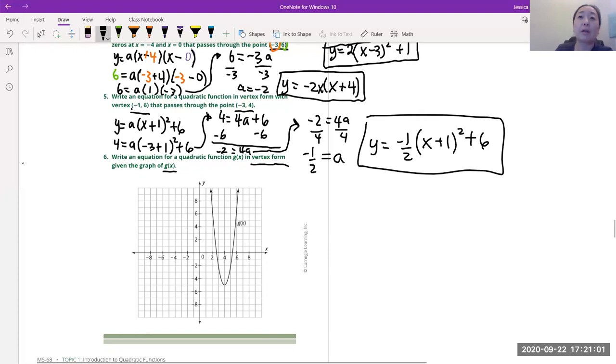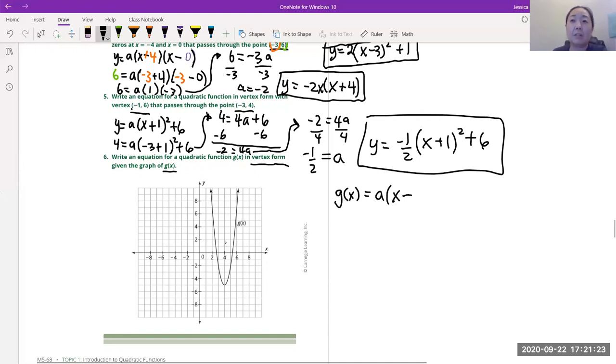So I'm gonna write it over here. Okay, you guys write it over here. I'm gonna write it over here, because it's a little weird to write across like that. All right, so for g of x, what do we know? We don't know the a, but we know that it is in vertex form. So it's gonna be x minus something, x minus, and what is our vertex?